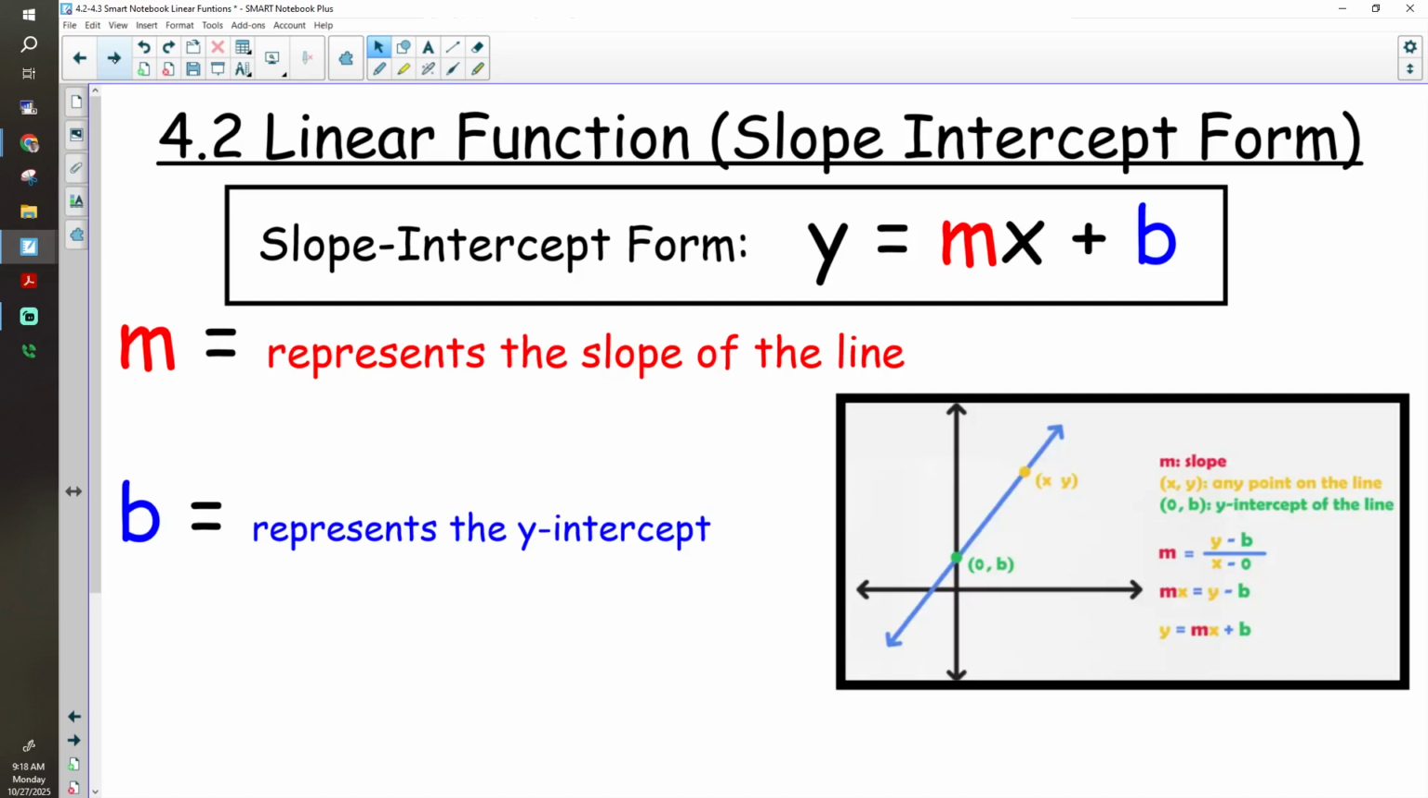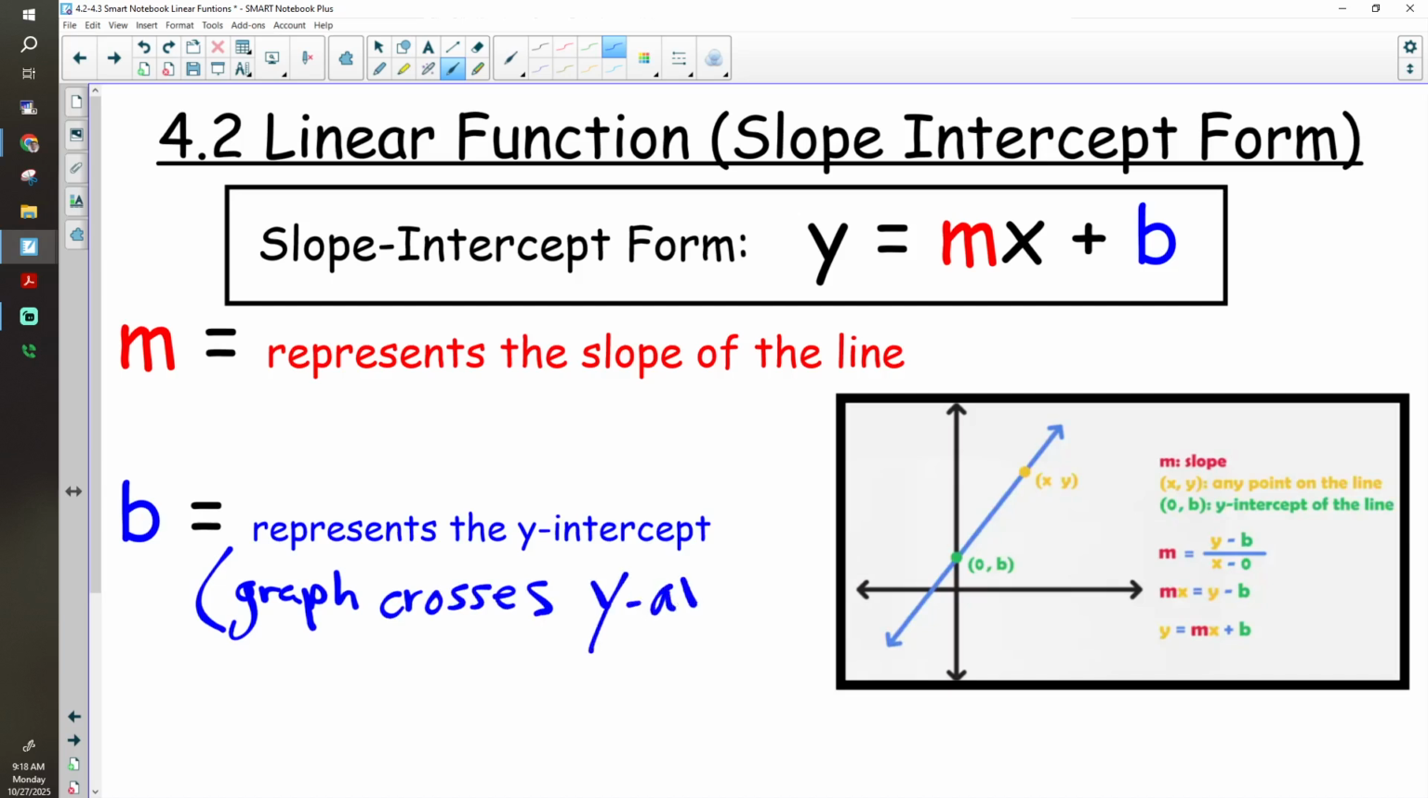What is a y-intercept? Do you remember? What happens at the y-intercept? This is where our graph does what? What does it cross at the y-intercept? It crosses the y-axis. The y-intercept is where our graph crosses y. See it right here in our little picture? Here's my line. My green point, that's my b value. That's where we cross the y-intercept.